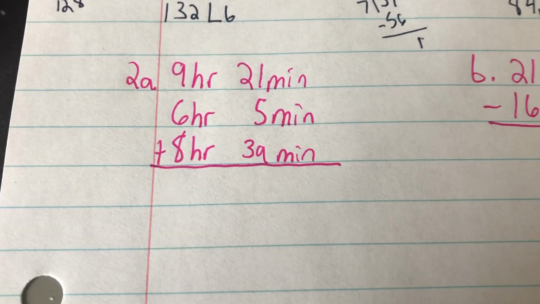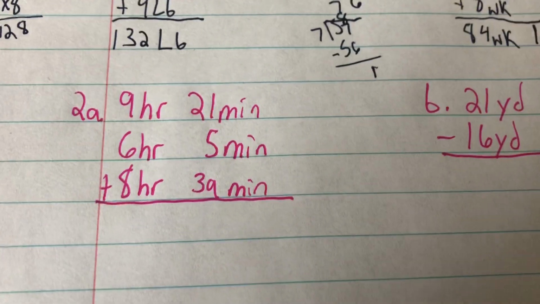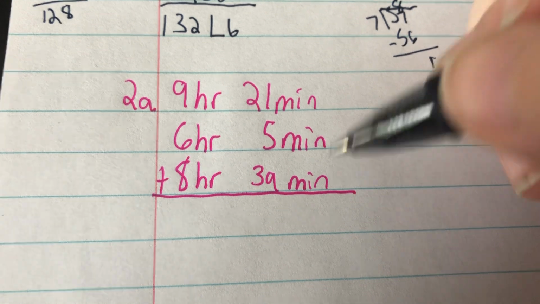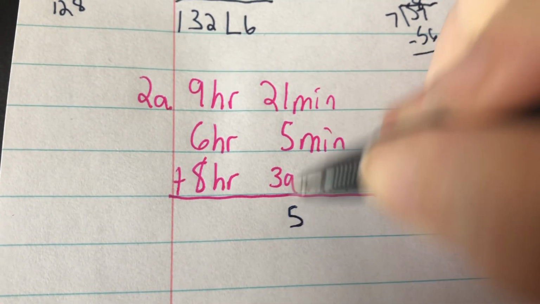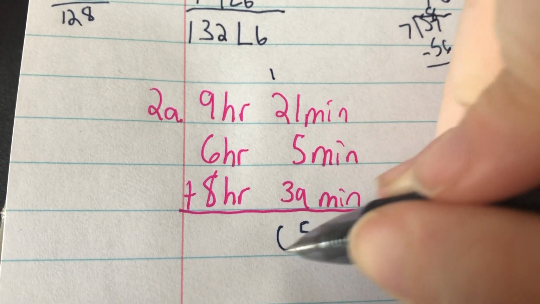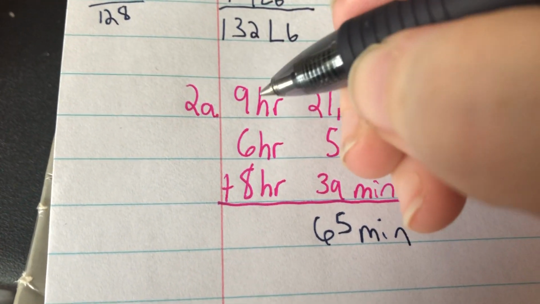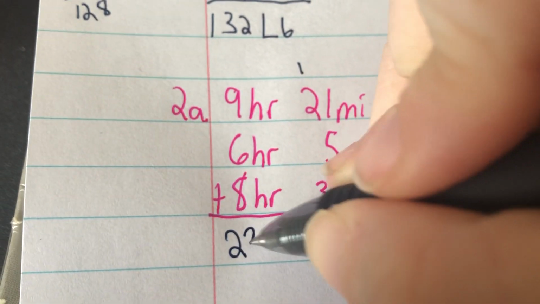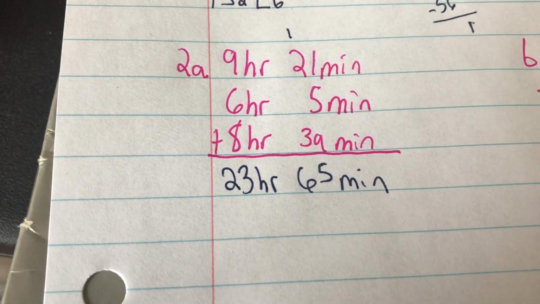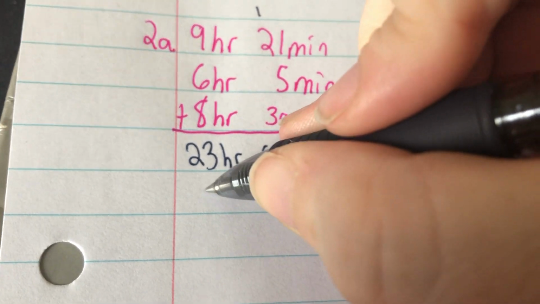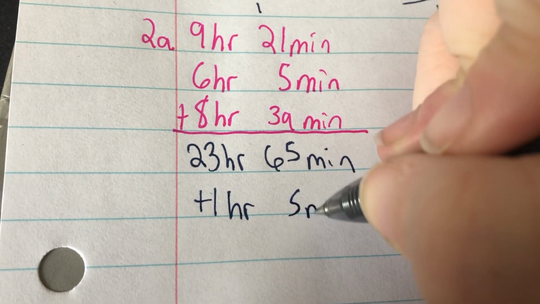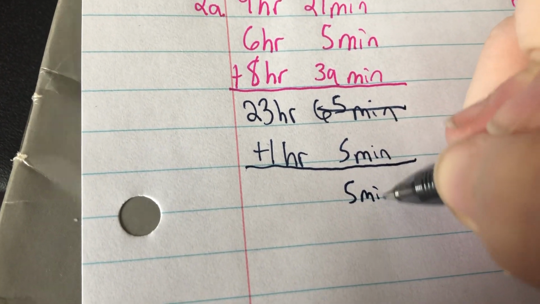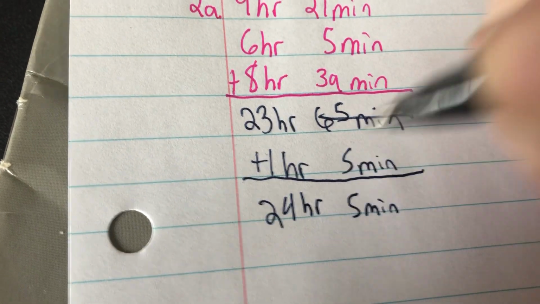Okay, on part 2, we are just following the signs. I'm going to be doing different operations. So we have 9 hours, 21 minutes, plus 6 hours, 5 minutes, plus 8 hours, 39 minutes. 1 plus 5 is 6, 1 plus 9 is 10, 15. 3 plus 3 is 6, so 65 minutes. 9 plus 8 is 17, plus 6 is 23 hours. We know that there are 60 minutes in 1 hour, so plus 1 hour, and we'd have 5 minutes left over. So 5 minutes and 24 hours.